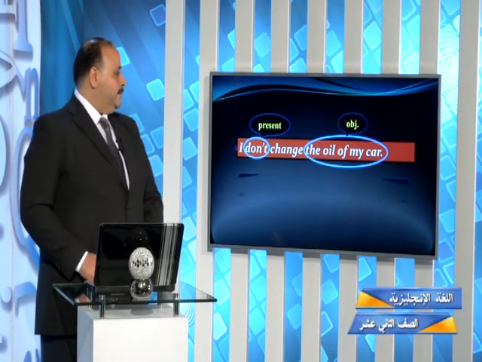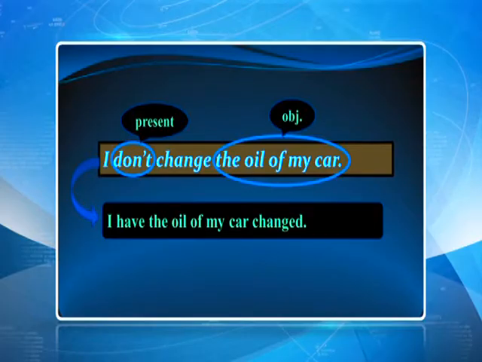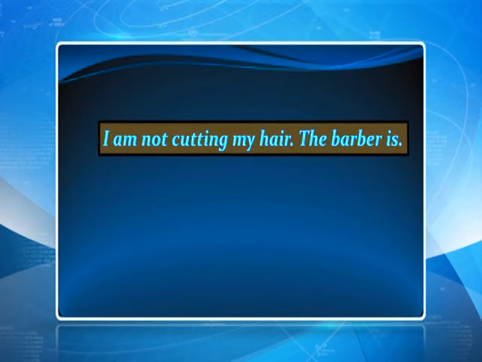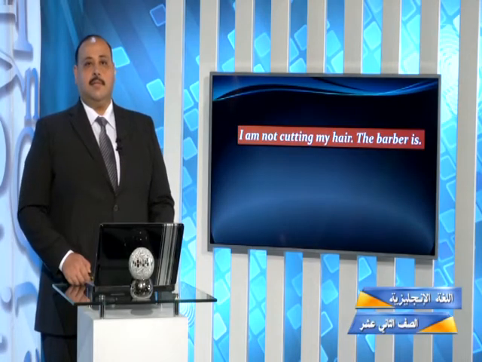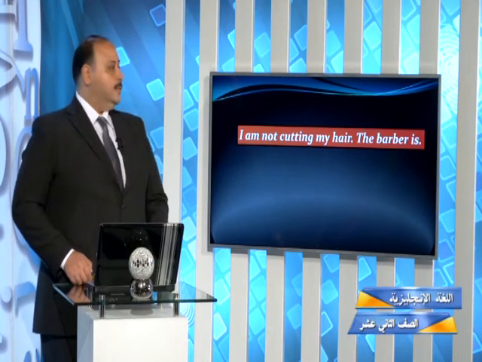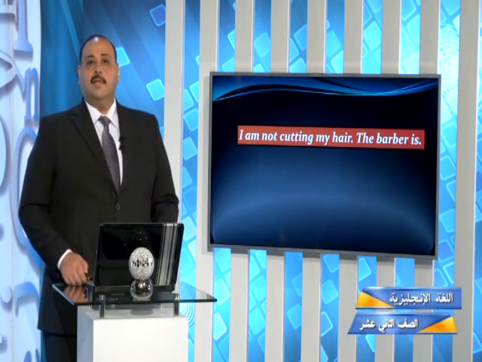Now let's see. I have the oil of my car changed. That's great. So here I wrote, I have. Why? Because I have the word don't, which means that I'm handling the simple present tense. Okay. I am not cutting my hair. The barber is. Can we cut our hair? Of course not. Here in the sentence, the subject is I. I am not cutting my hair.